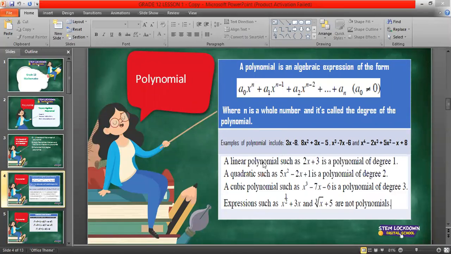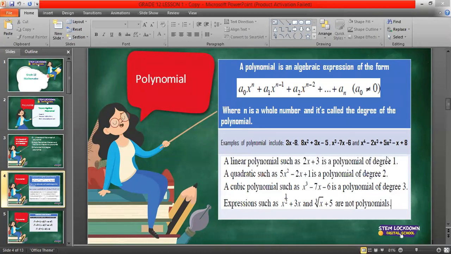When you look at polynomials, we have different forms. We can have 3x minus 8, we can have 8x squared plus 3x minus 5, we have 3x squared minus 7x minus 6, and the likes. So these are examples of polynomials. In the first one, for example, 2x plus 3 is a polynomial, and we say the degree of the polynomial is 1. What do we mean by that? That means the highest power of the polynomial is 1. The degree of a polynomial refers to its highest power. So in this case, the degree of this polynomial is 1.